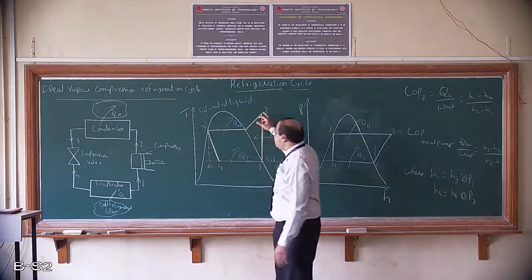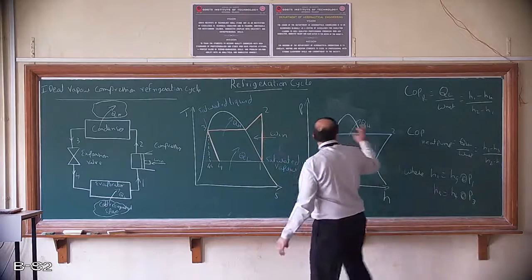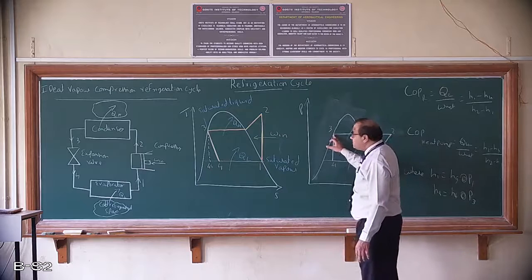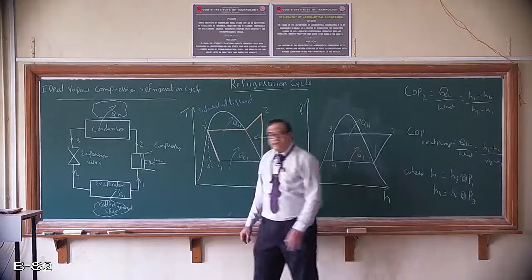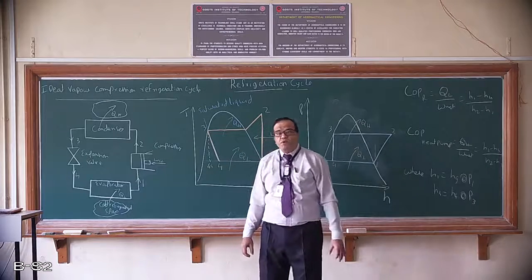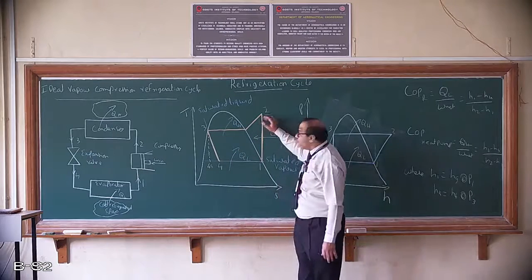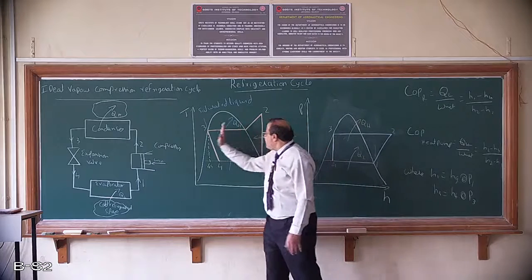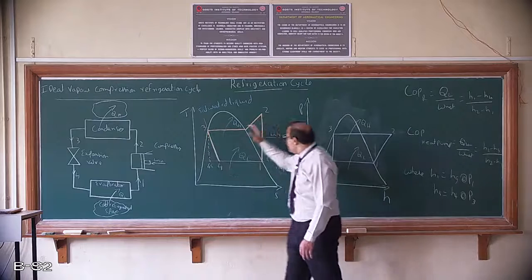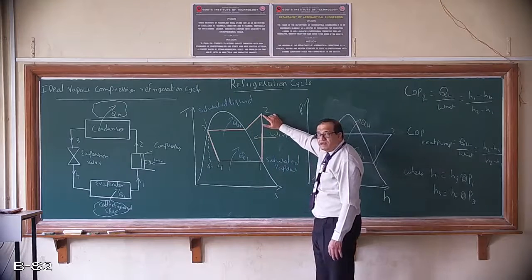This happens at constant pressure. You can see the 2 to 3 process is at constant pressure, and when it is compressed, naturally the temperature gets higher, so it will be in a superheated condition. Here you can see this is the saturated vapor line, this is the saturated liquid line, and this region is the superheated region. The refrigerant will be superheated.